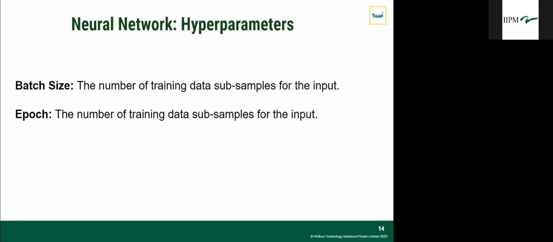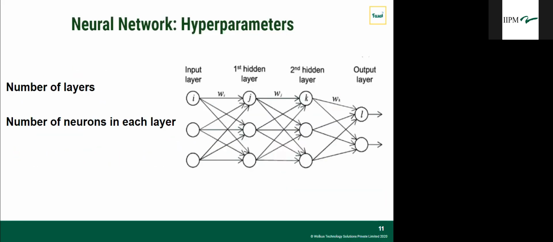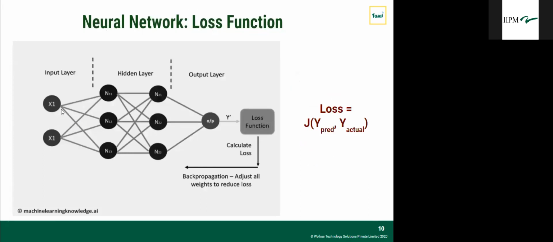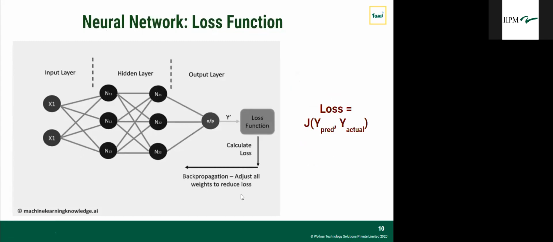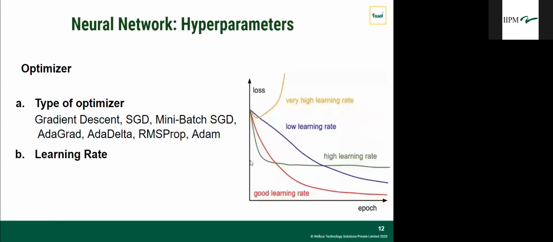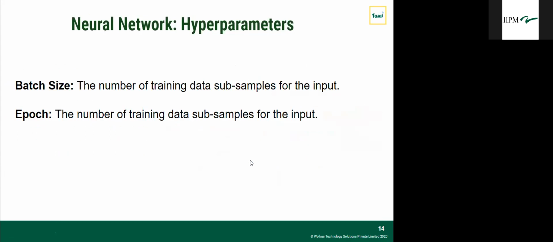The next thing is epoch. To learn, the network makes one forward pass and then one back propagation. That is one epoch, one iteration. So if you say 50 epochs, then this forward and backward pass will happen 50 times. Your network will have 50 iterations to learn and minimize this loss function. That is what an epoch is.